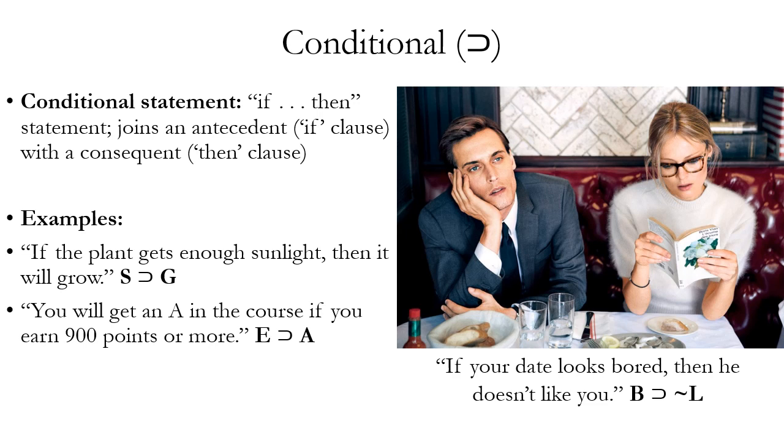So what we do is we choose a capital letter to symbolize the first statement, the plant gets enough sunlight. In this case, we've chosen S. We put that before the horseshoe. Then we choose another capital letter to indicate the consequent, which is it will grow. In this case, we've chosen G for that statement. And so when we take it together, the translation is S horseshoe G.